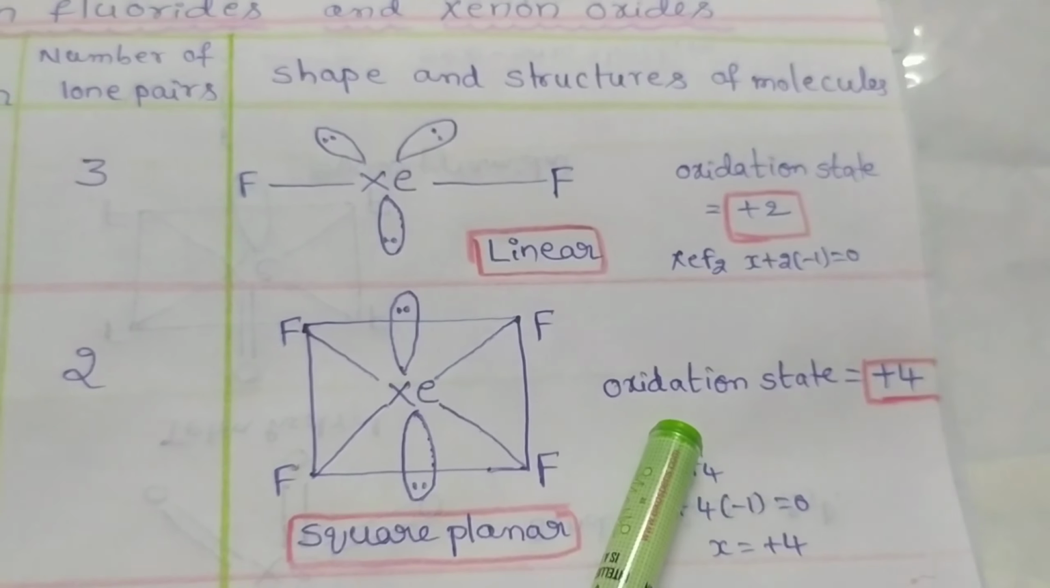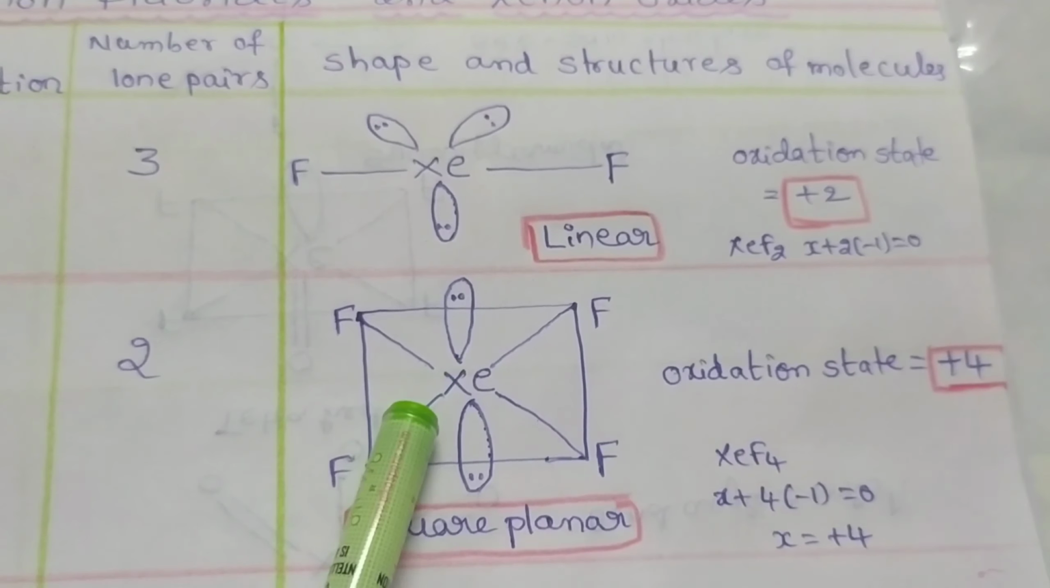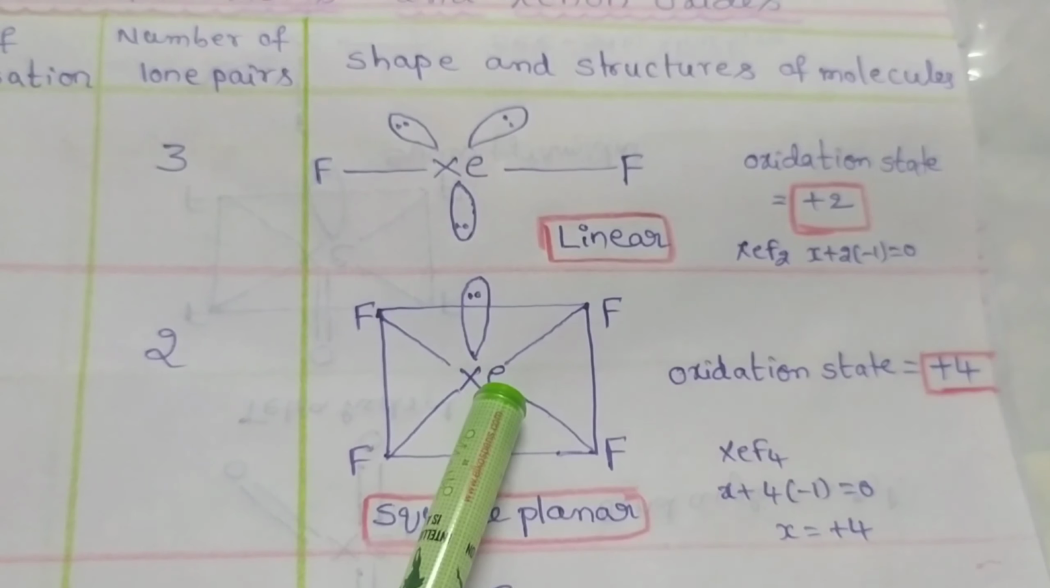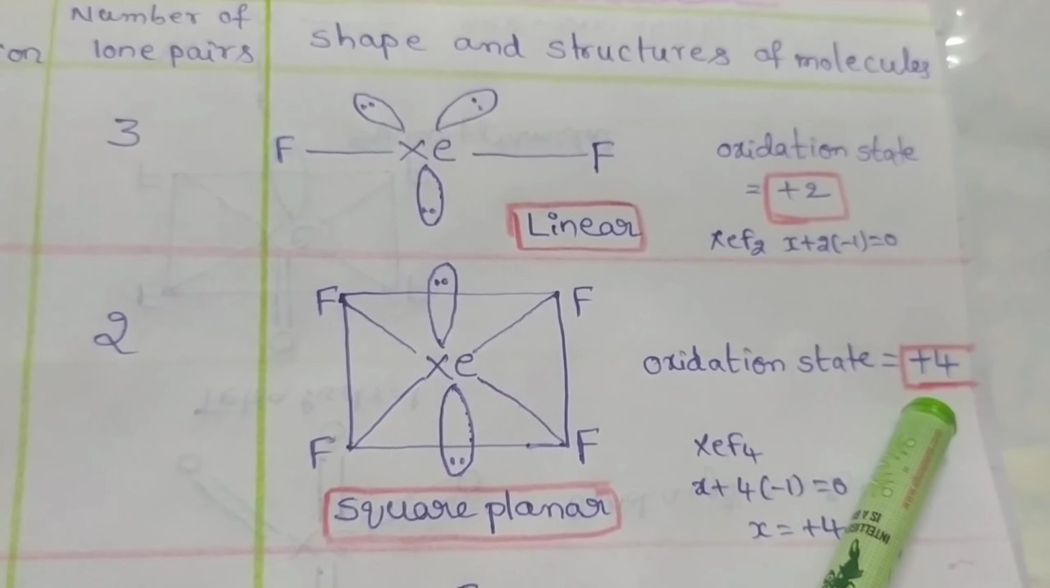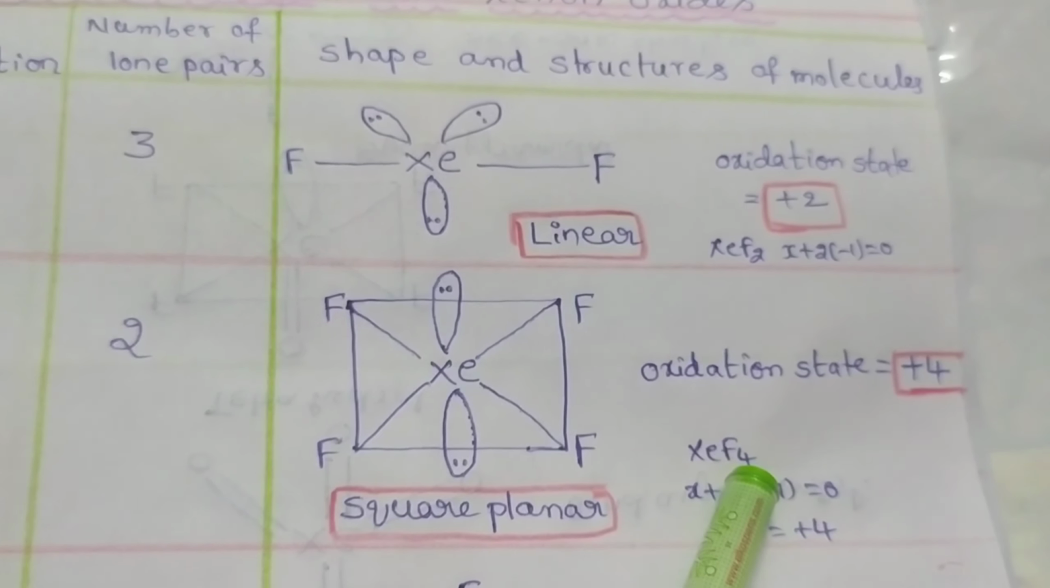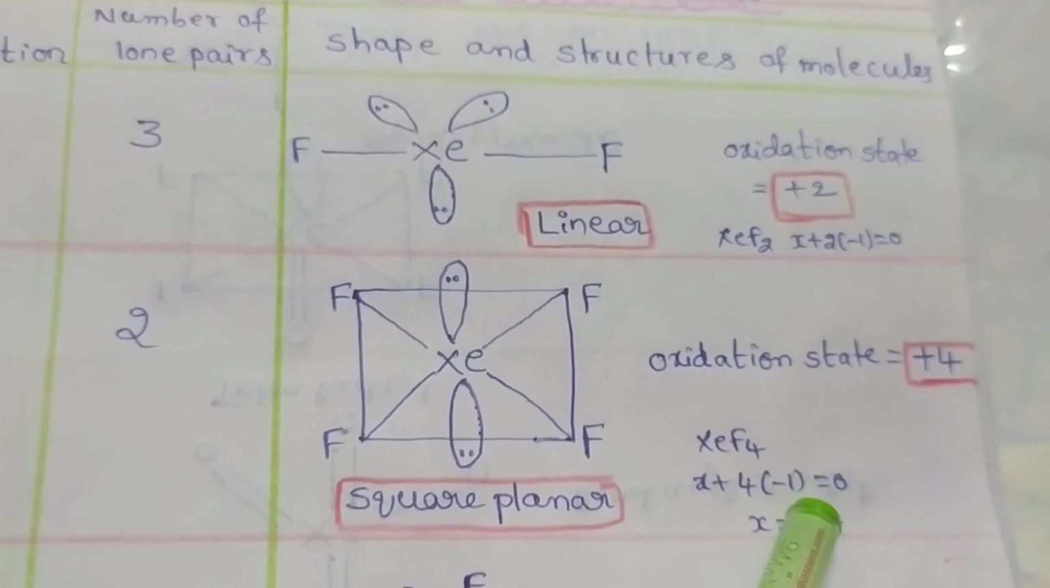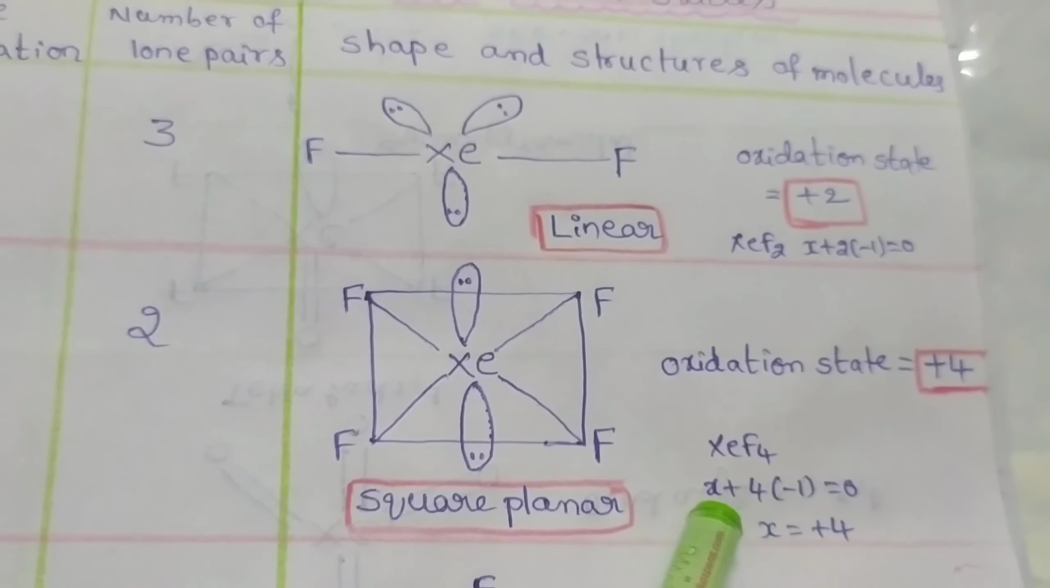When we observe the oxidation state, in xenon tetrafluoride, xenon shows +4 oxidation state. For example, the oxidation state of xenon, say X, and oxidation state of fluorine, we know that is -1. When we calculate here, xenon shows +4 oxidation state.